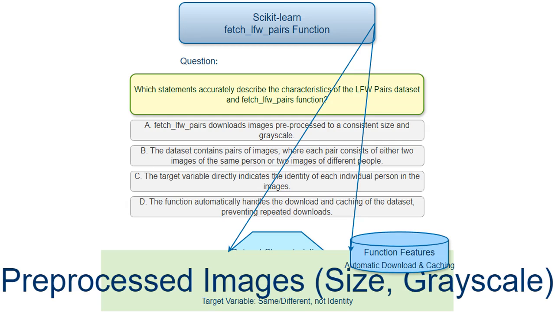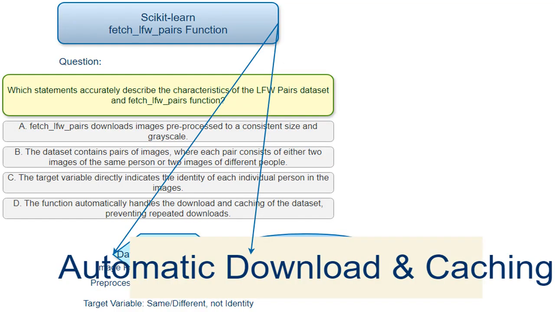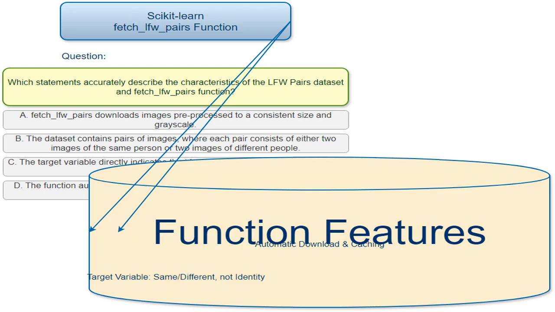Let's explore what the fetch_LFW_pairs function itself does. This function is smart. It downloads the dataset only once. The next time you use it, it will load the data from your computer's cache. This saves you time and bandwidth. The important information: the target variable tells us whether the two images in a pair are of the same person or not. It doesn't give us the names of the people.